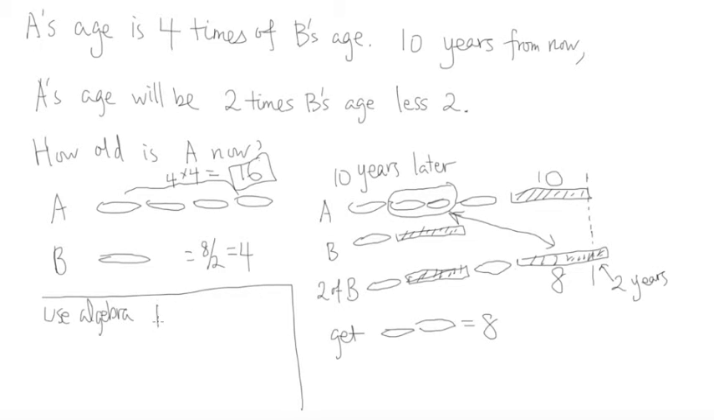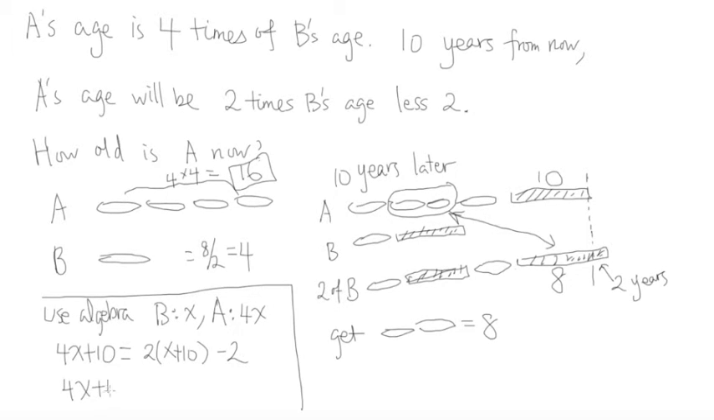And so you let b be x. And then the first condition says a is 4 times b's age. A is 4x. And the second condition says 10 years from now, so a will be 4x plus 10 years, add 10 years to it, will be 2 times b. Well, it's b's age 10 years from now, so 2 times b's age 10 years from now is x plus 10, and less 2, minus 2. So you get the equation and you solve it, you will find what x is.